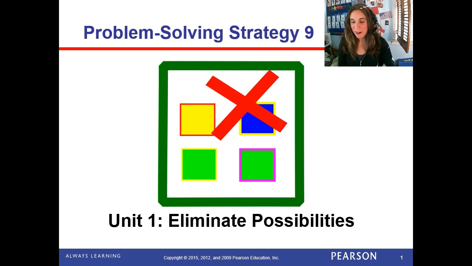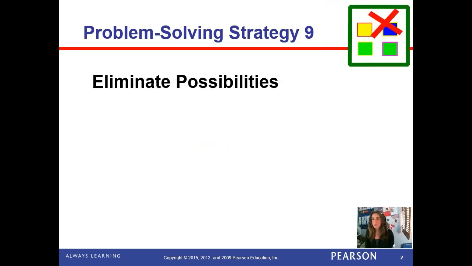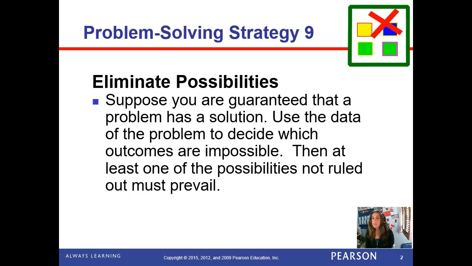So let's talk about our next problem-solving strategy, eliminating possibilities. So what are we doing when we're eliminating possibilities? Well, we're supposing that we're guaranteed that the problem has a solution. So we're thinking, okay, this problem has to have a solution. How do we find it? We're going to use the data, or just what we're given. That's what data is meaning there. What we're given in the problem to decide which outcomes are impossible. So we're basically eliminating outcomes based on what we're given in the problem, the stipulations of the problem.